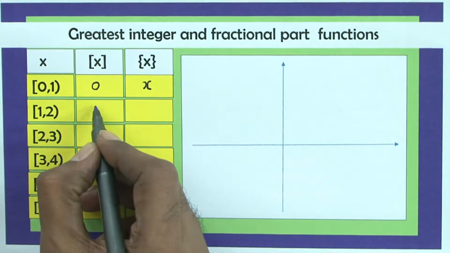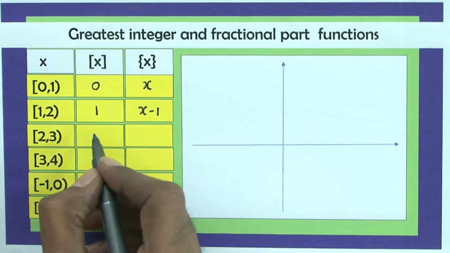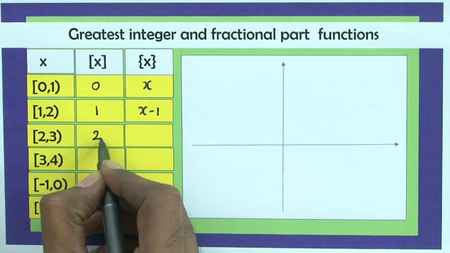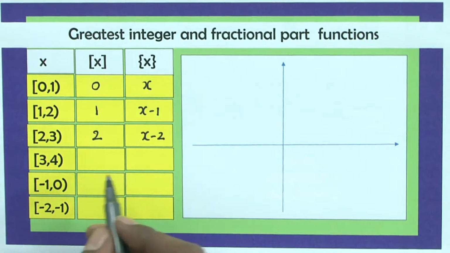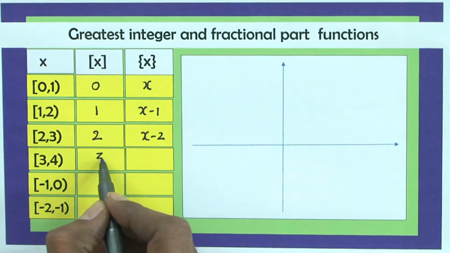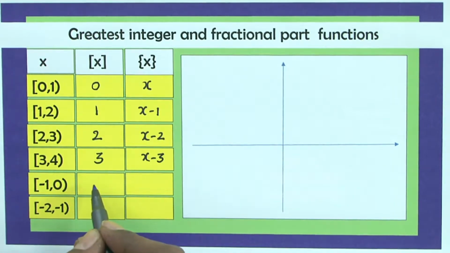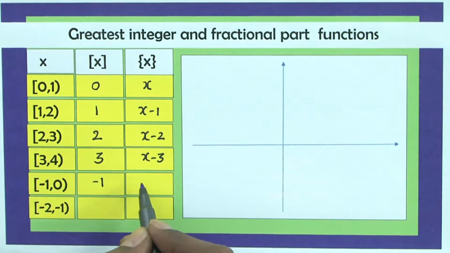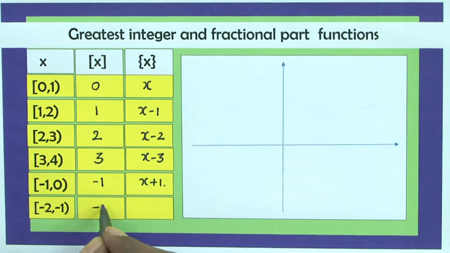Between 1 and 2, integral part of x is 1. Fractional part of x is x minus 1. Between 2 and 3, integral part of x is 2. Fractional part of x is x minus 2. Between 3 and 4, integral part of x is 3 and fractional part of x is x minus 3. Between minus 1 and 0, integral part of x is minus 1 and fractional part of x is x plus 1. And between minus 2 and minus 1, integral part of x is minus 2, fractional part of x is x plus 2. Is that correct?